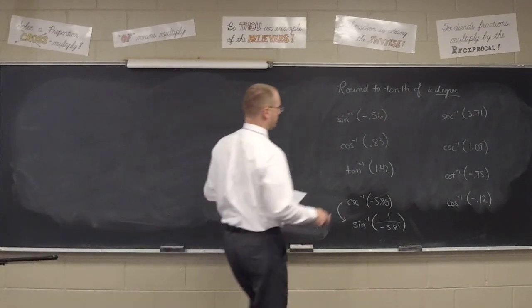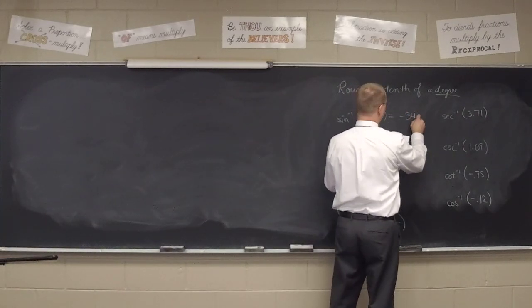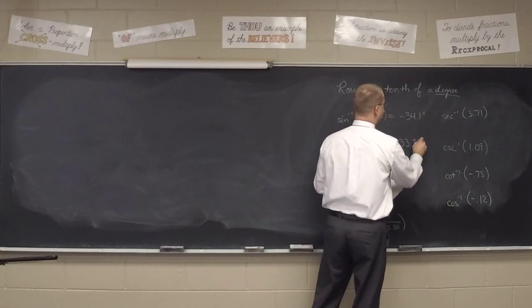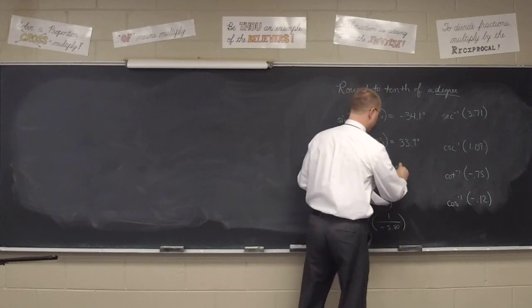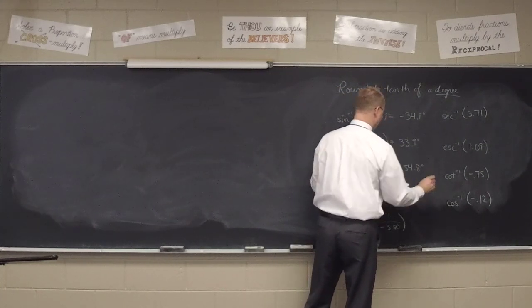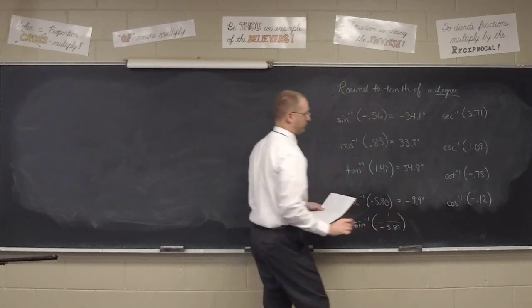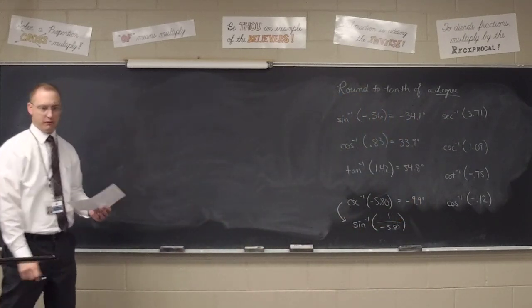All right, I'm going to give you the answers here. Should have had negative 34.1 degrees for the first one. Should have had 33.9 degrees for the second. Should have had 54.8 degrees for the third. And should have had negative 9.9 degrees for the fourth. Are we good on the first column?